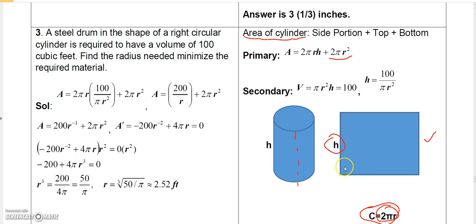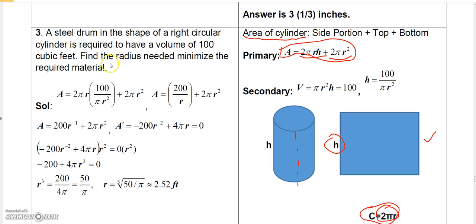So now the area of this rectangle, which would be the area of the side of the can, would be h times 2 pi r, or 2 pi r h. Putting that together with the area of the top and bottom, we get 2 pi r h plus 2 pi r squared. Now, this is my primary equation. But the problem I have is that I've got two independent variables here, r and h. So what I need to do is figure out how I can eliminate h.